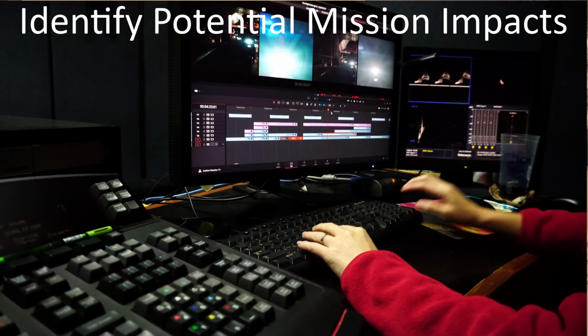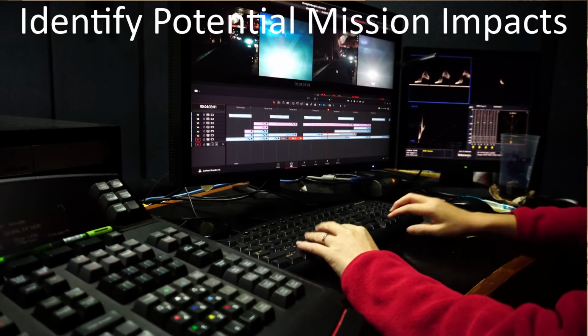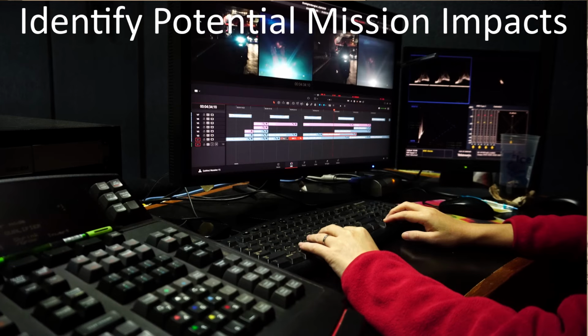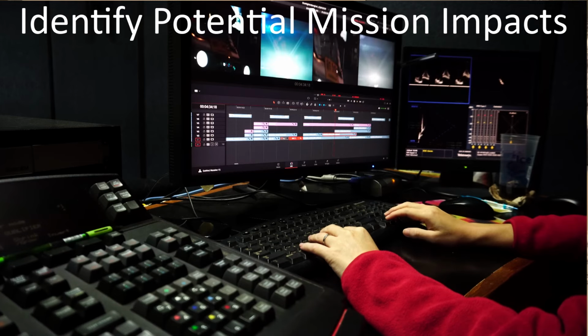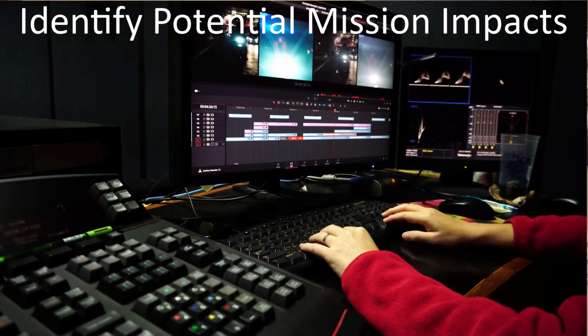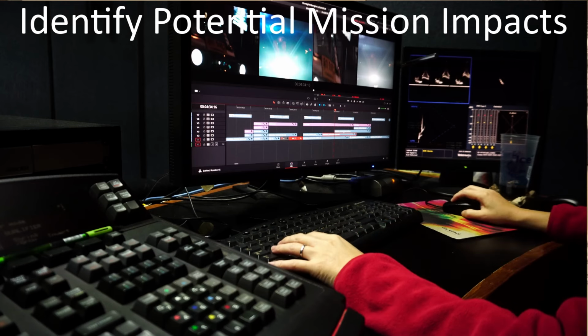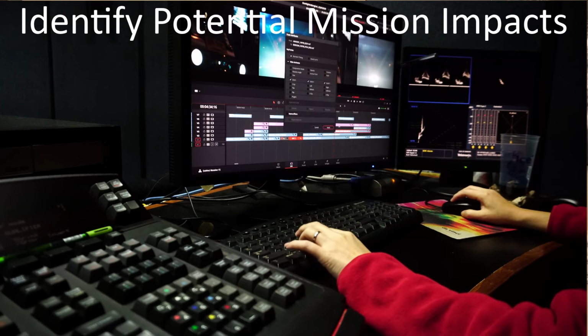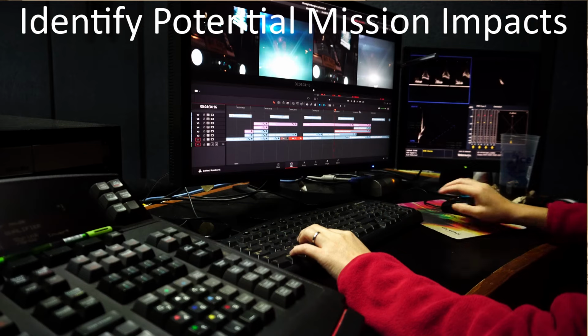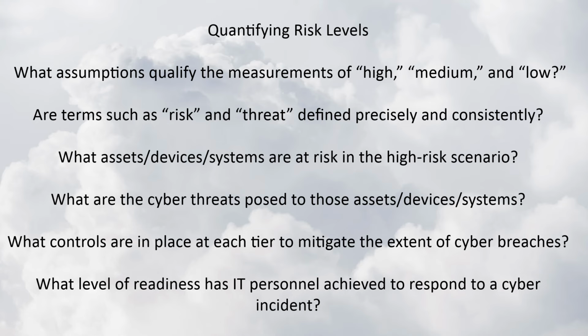Step 4 zooms in on identifying potential mission impacts. This assessment will consider impacts to all system dependencies and shared resources should a cyber incident occur. The business will use threats, vulnerabilities, likelihoods, and impacts to determine risk during step 5.